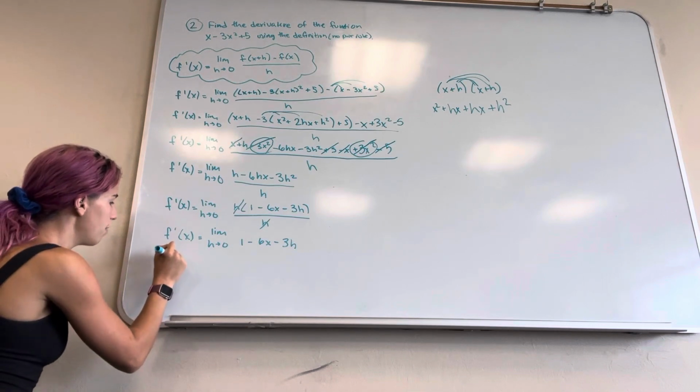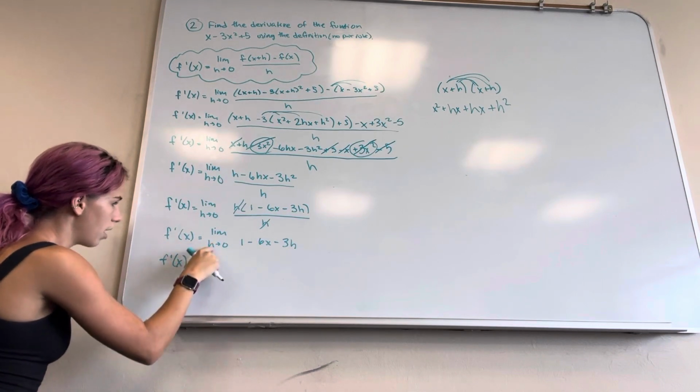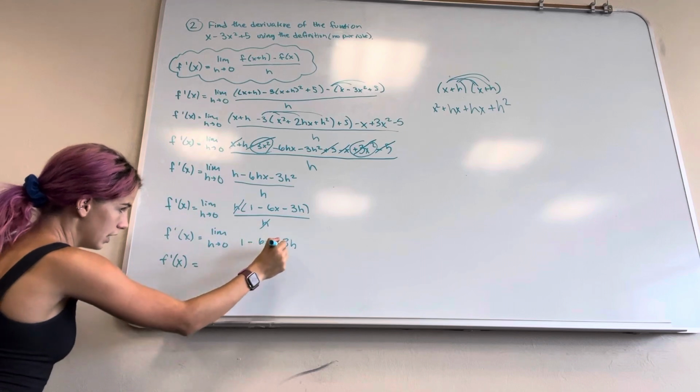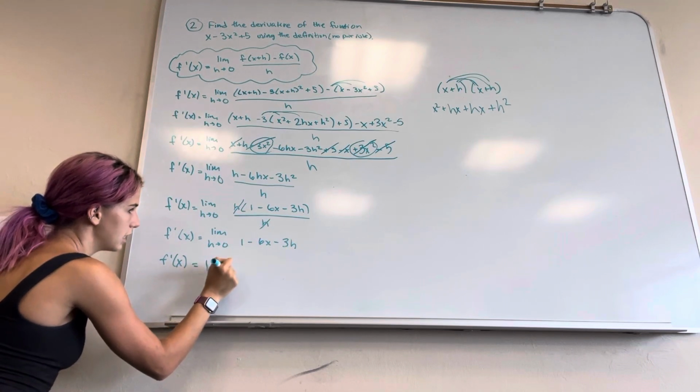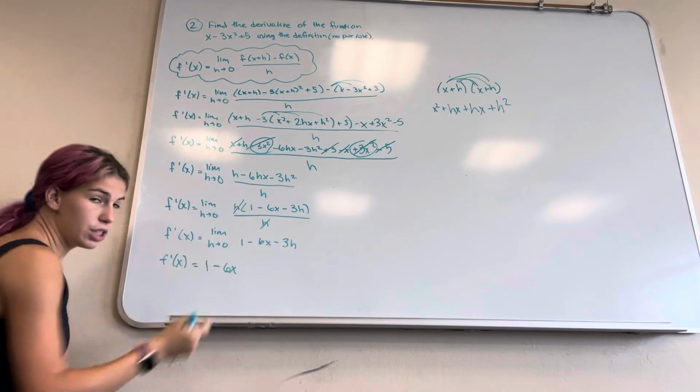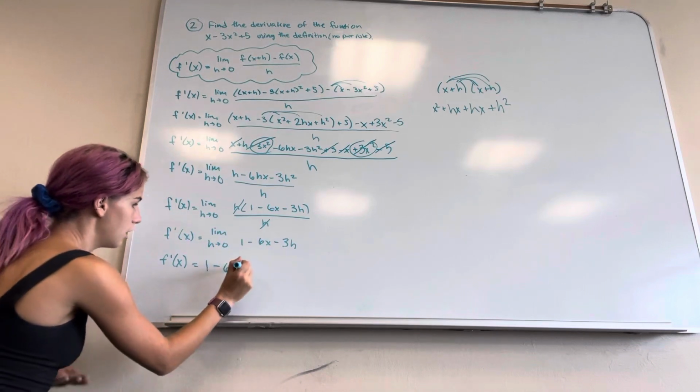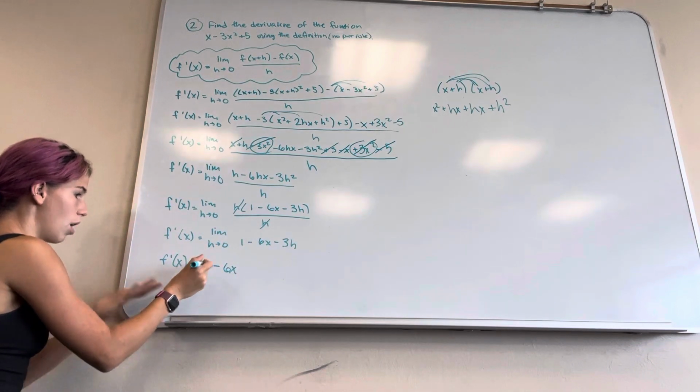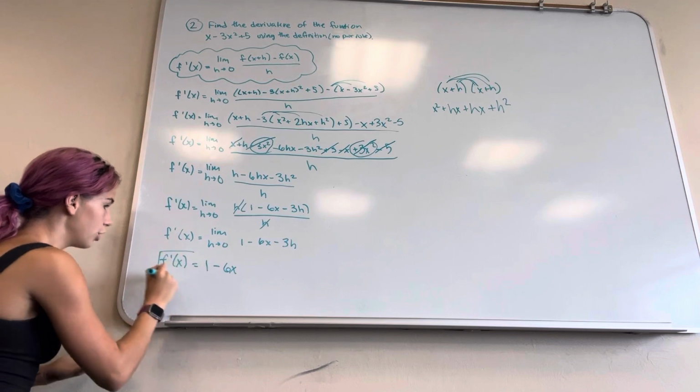And this is quite simple in this case because we've only got this one h left. So f prime of x is equal to, I'm going to apply the limit. So now h is going to be equal to 0. So 1 minus 6x minus 3 times 0, which I hope we can all agree is 0. So we are just left with 1 minus 6x, and that's your solution here.